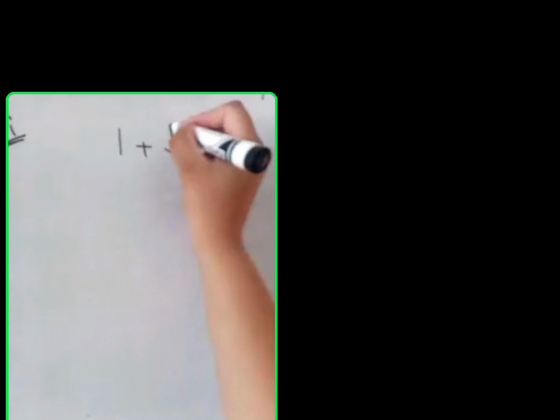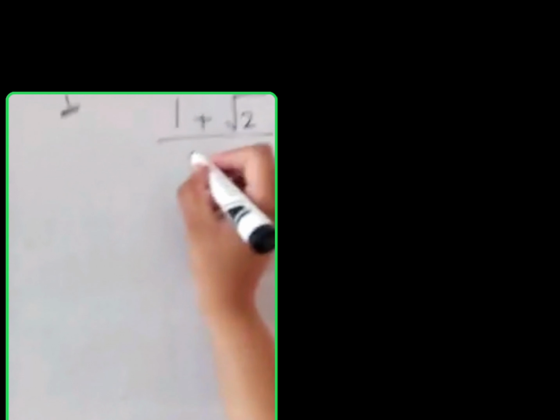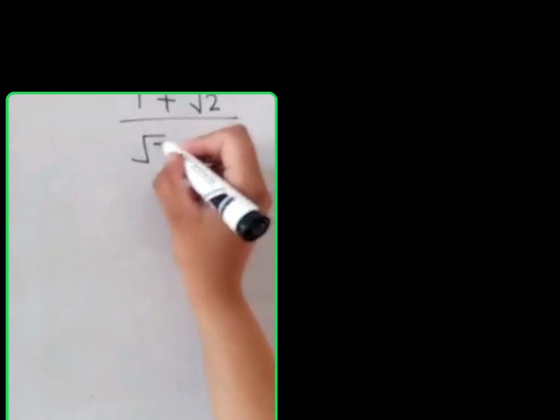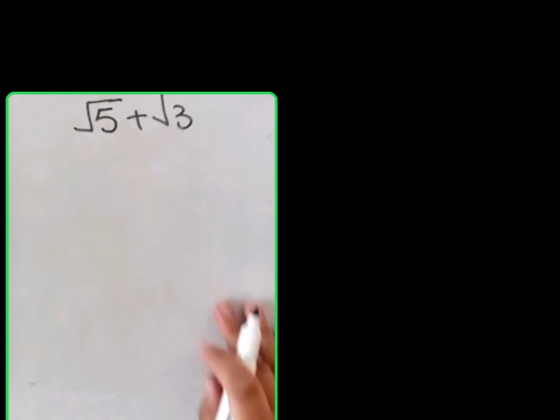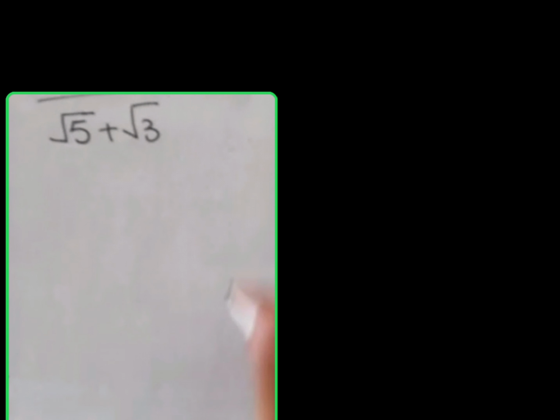In this question, the terms that are given are 1 plus square root 2 divided by square root 5 plus square root 3, again plus 1 minus square root 2 divided by square root 5 minus square root 3.